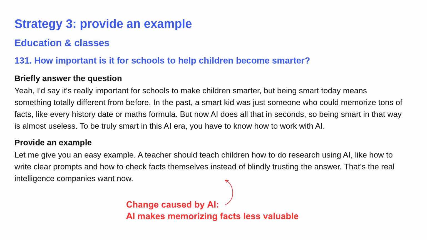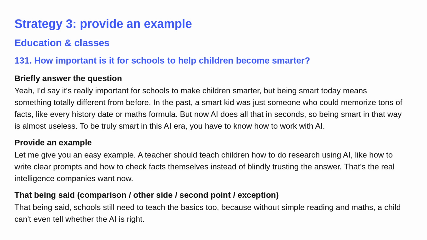Let me give you an easy example. A teacher should teach children how to do research using AI, like how to write clear prompts and how to check facts themselves instead of blindly trusting the answer. That's the real intelligence companies want now. That being said, schools still need to teach the basics too, because without simple reading and maths, a child can't even tell whether the AI is right.